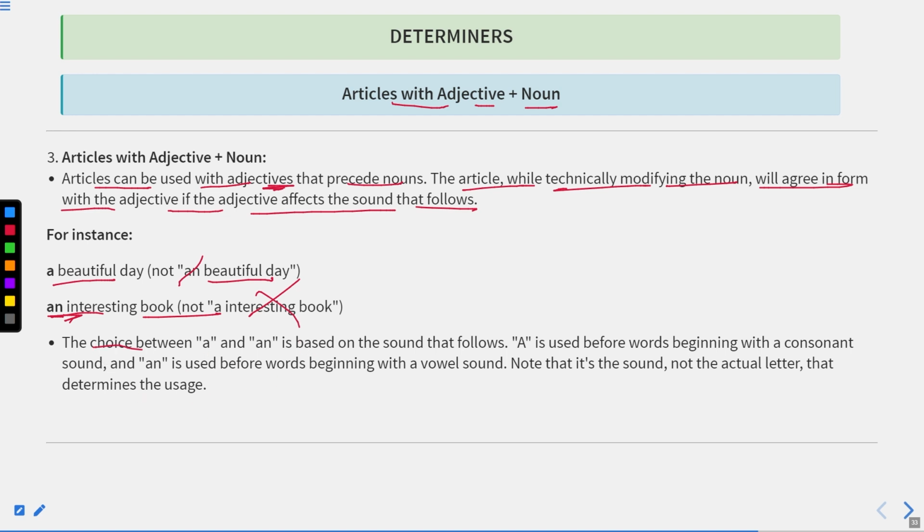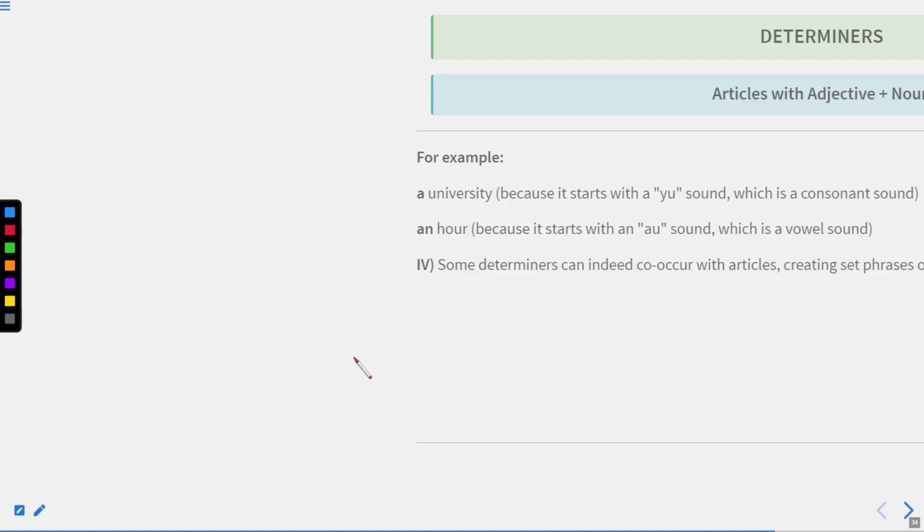Okay. The choice between a and an is based on the sound that follows. A is used before words beginning with a consonant sound, and an is used before words beginning with a vowel sound. Note that it is the sound, not the actual letter, that determines the use. This part is very important to learn. Okay, now let us move to the next one.